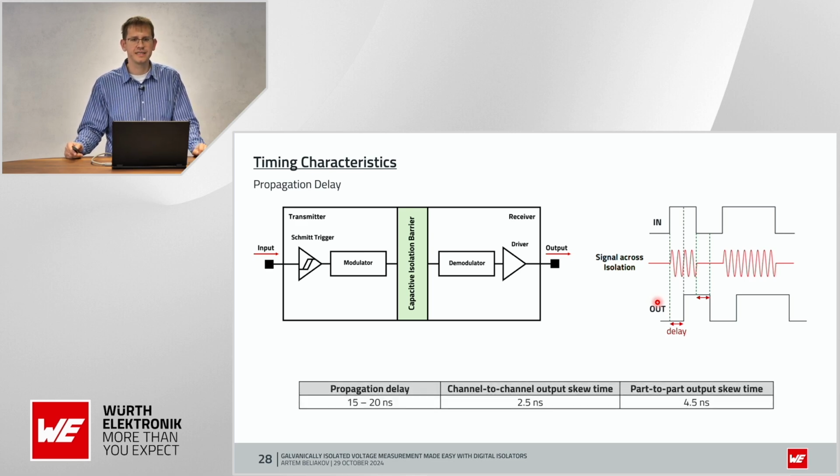Also, you can see in this table that the propagation delay of Würth Elektronik digital isolators is between 15 and 20 nanoseconds. And also you can see here channel-to-channel output skew time. This is the time delay deviation between different channels of the same digital isolator. And also you can see here part-to-part output skew time, and this is a time delay deviation between digital isolators of the same type.